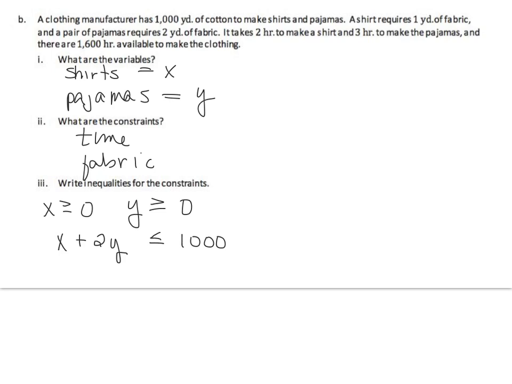Now we can look at the time constraint. Well, it takes 2 hours to make a shirt and 3 hours to make pajamas. And the amount of time we have to make those things has to be less than or equal to 1,600 hours. All right, makes sense? So please write those down. I'm going to graph this and put it on the next slide.